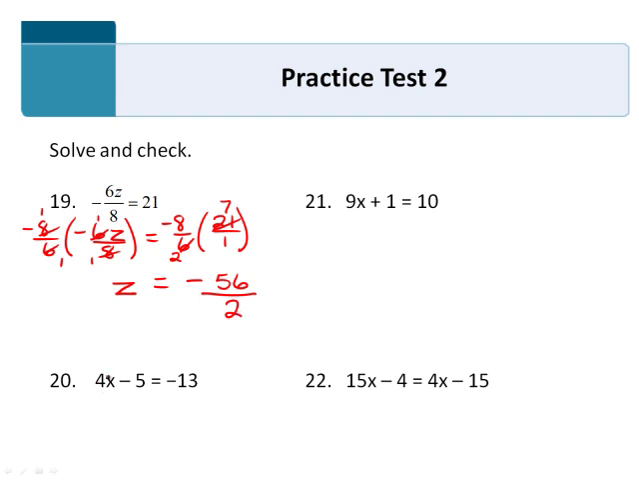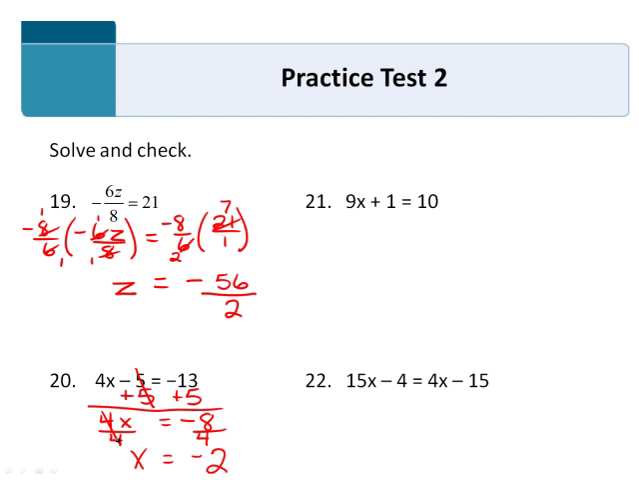Now, look at where your variable is. 4x is your variable term. There's no other variable on the other side or anything like that, so we're going to work at getting 4x by itself. So the first step is to add 5 to both sides. Okay? So 4x comes down, the 5's are gone, and negative 13 plus 5 would be negative 8. And then divide by 4, and x equals negative 2. And that's it for that one.